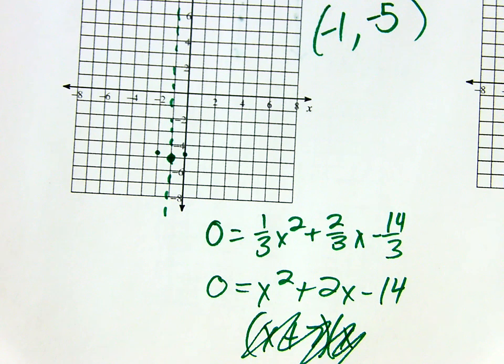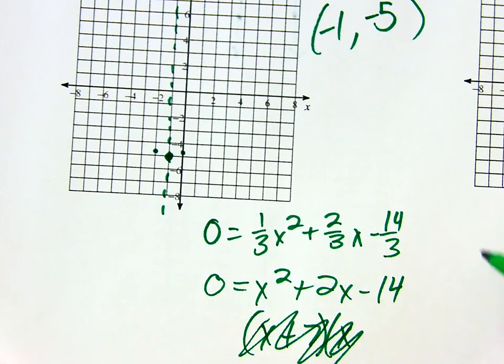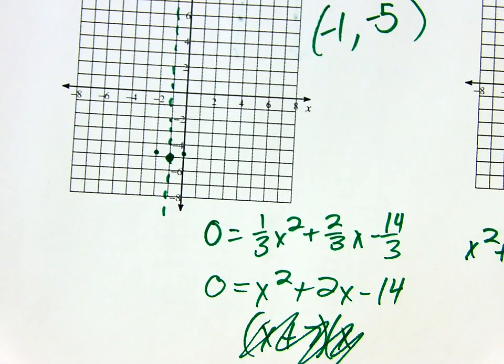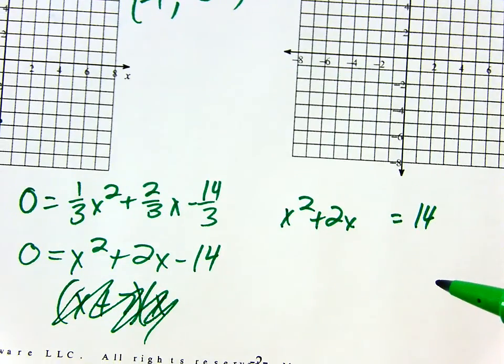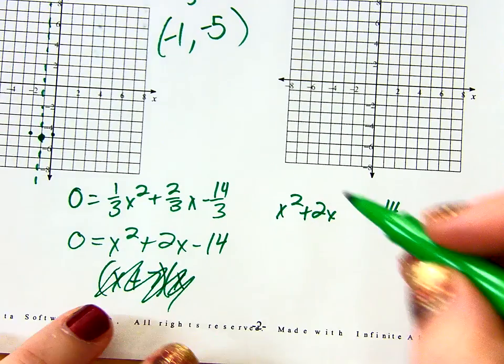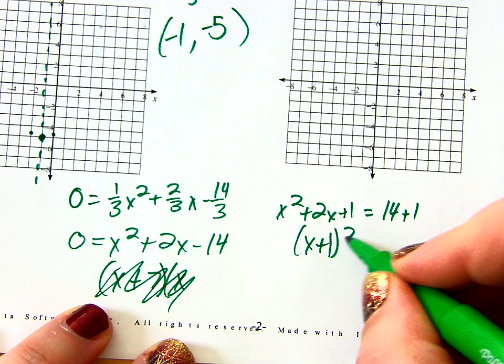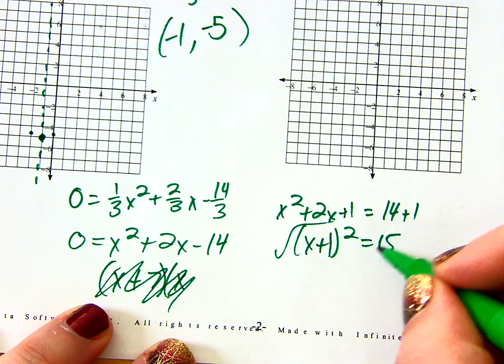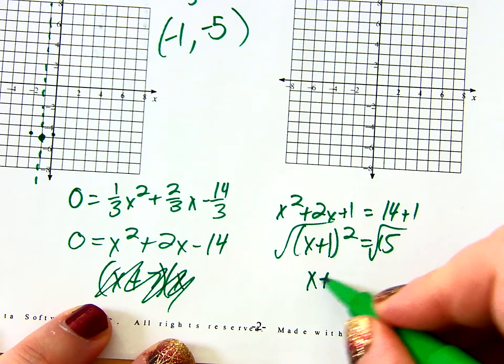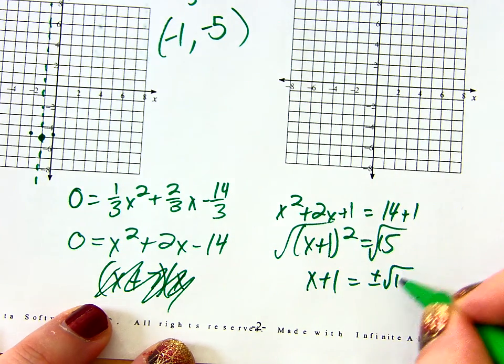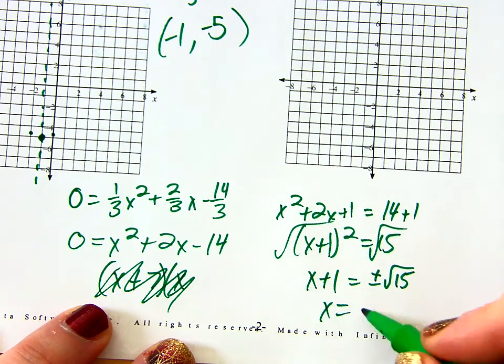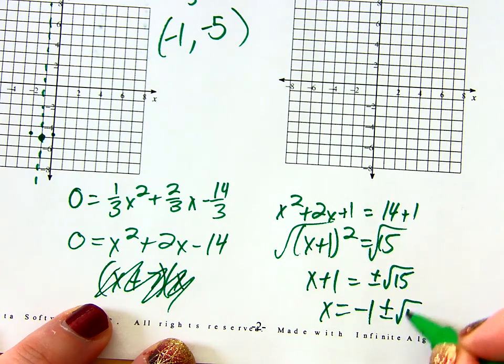Yeah, if we can complete the square, that wouldn't be so bad because a is 1, b is even. So let's add 14 to the other side. X squared plus 2x, leave a space. We'll have a positive 14 on the other side. Half of 2 squared is 1, so we'll add 1 to both sides. X plus 1 squared equals 15, square root. So I get -1 plus minus square root 15.